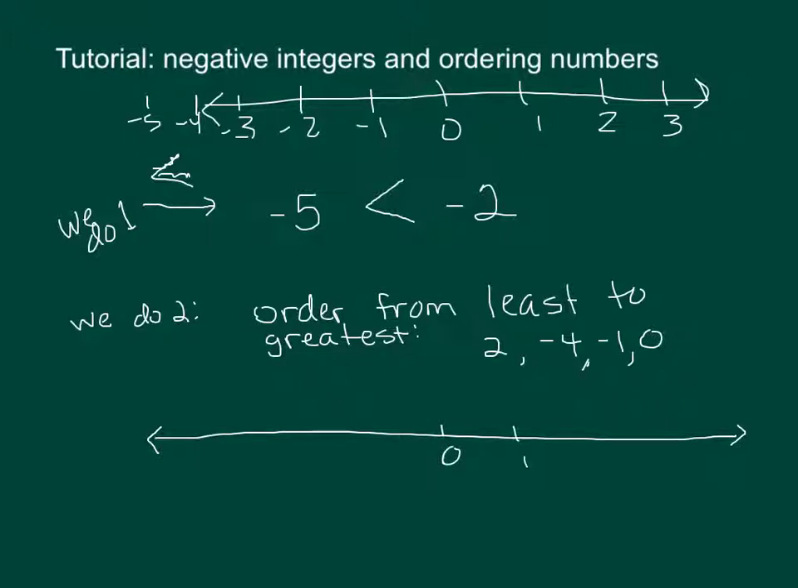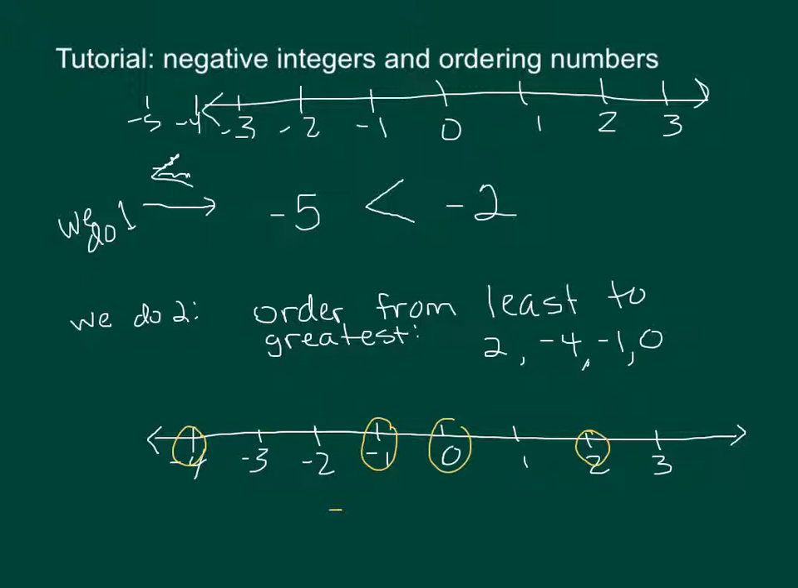We have 0 here, 1, 2, 3, -1, -2, -3, -4, and I can just go ahead and plot them on the number line. I have +2 here, -4 here, -1 here, and 0 here. Once they're plotted on the number line, then the job is done for me. If I need to go greatest to least, I would start at the greatest one and go in order that way. And if I need to go least to greatest like I do here, I would start at this one and move across the line that way.